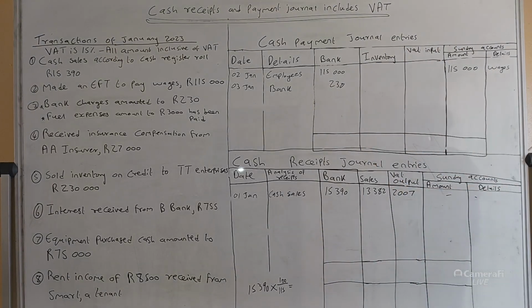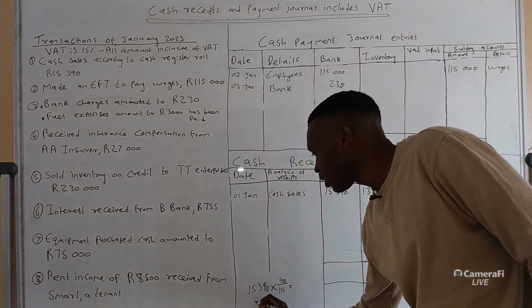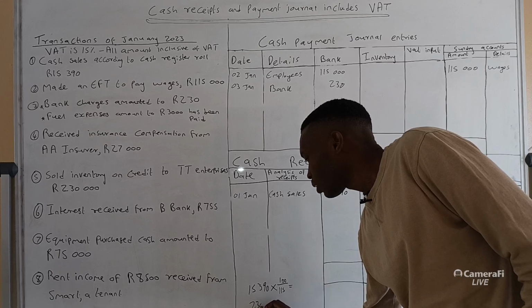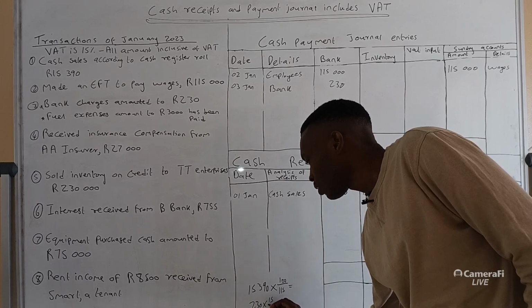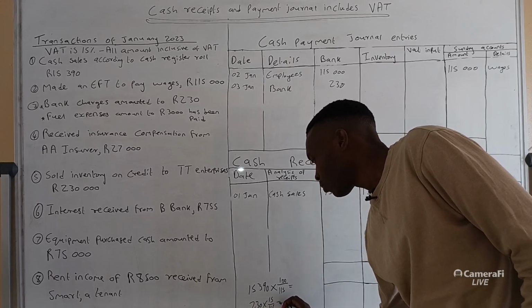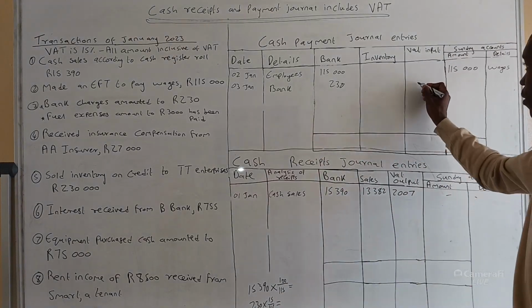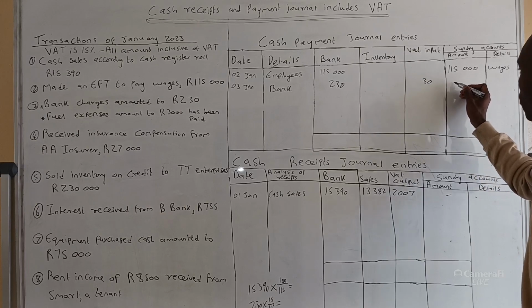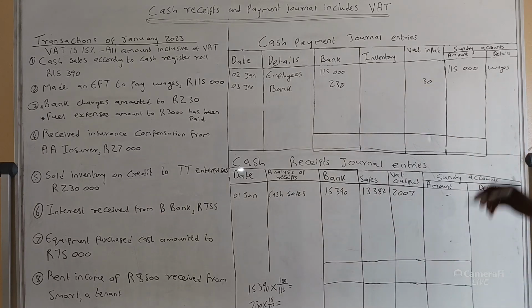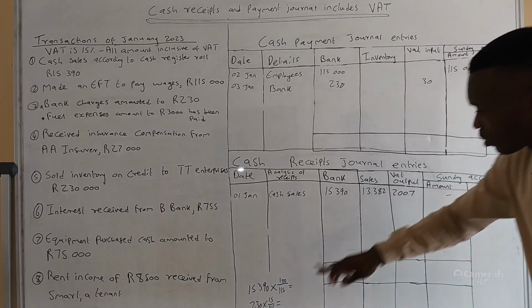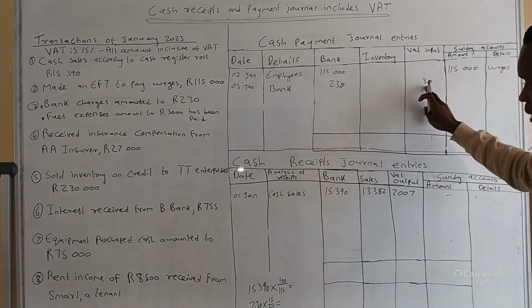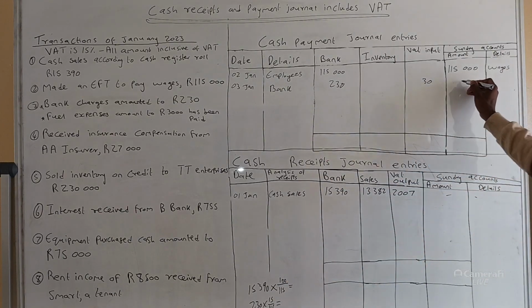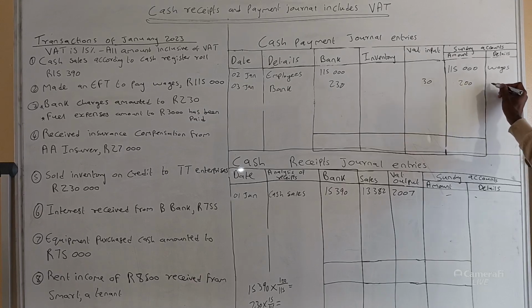However, bank charges have VAT, which means that you have to do your calculation and say 230 multiplied by 15 over 115. Okay, you're going to get a VAT amount of 30. Okay, VAT. Then you say 230 minus 30, and you're going to get 200. This is the amount without VAT, and you write bank charges.